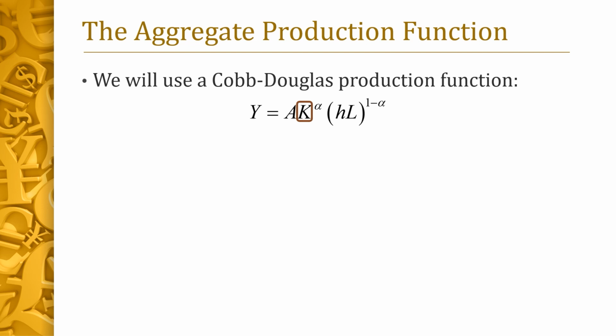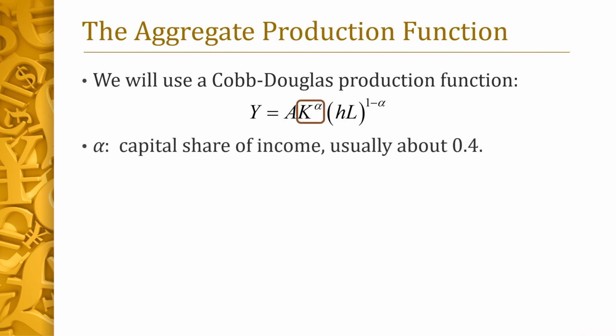The term K on the right-hand side denotes the economy's physical capital, the stock of machines and buildings that are available for production. To capture its relative importance, physical capital K is raised to a power alpha that lies between 0 and 1. Alpha is interpreted as the share of national income that goes to physical capital and is usually estimated at about 0.4.